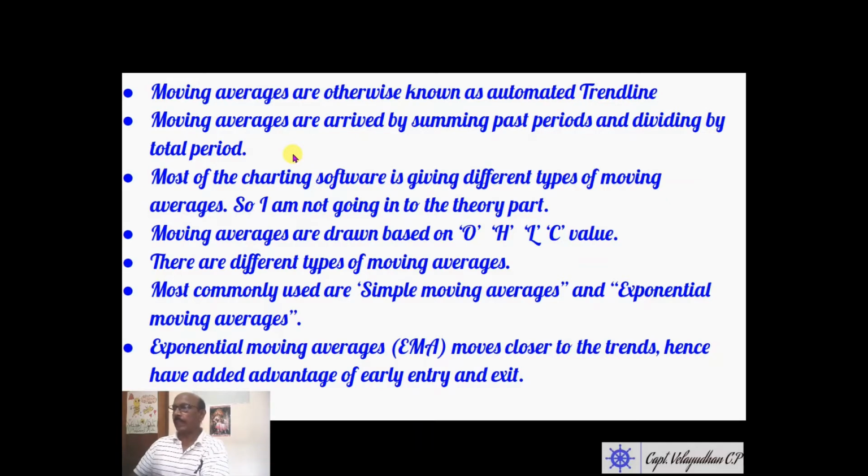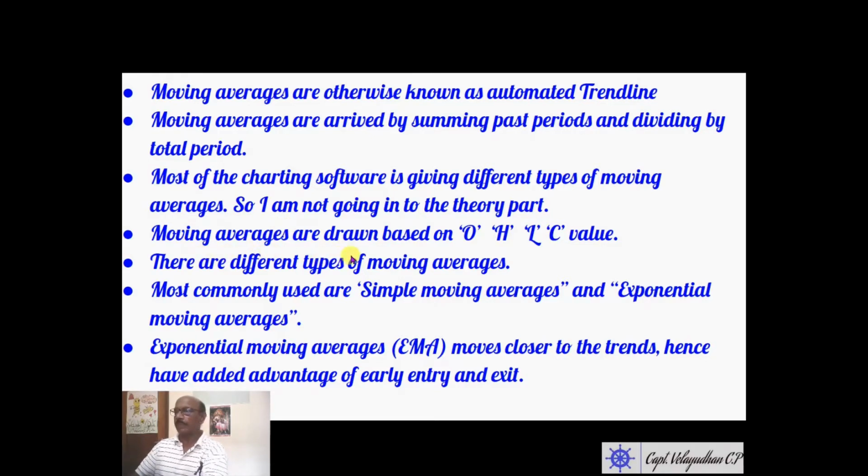Moving averages are arrived by summing past periods and dividing by the total periods. So it is an arithmetic calculation, adding the past periods and dividing by the number of periods, which gives the mean, and that way it continues further ahead, so you get an average value. That value is known as moving average. Most of the charting softwares give different types of moving averages, so I am not going into the theory part of that.